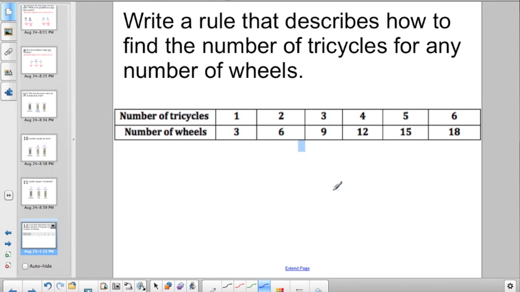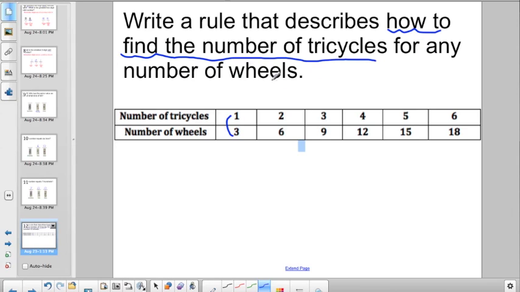And the way to figure these out: write a rule that describes how to find. This is what they're focusing on. They want to know how to find. What do we have to find? The number of tricycles. So let's take a look at this table. Here I have number of tricycles and the number of wheels, right? They want us to find the number of tricycles. Draw yourself an arrow if you need to, for any number of wheels.